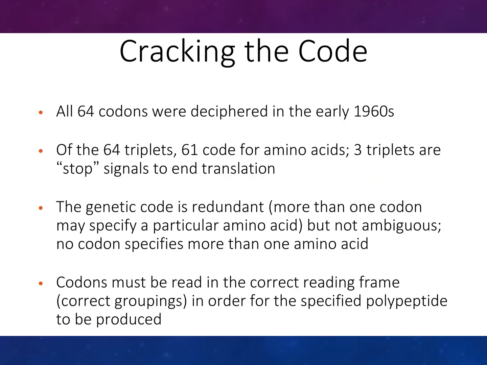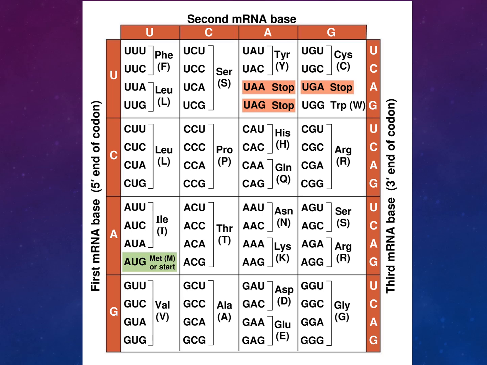All 64 codons were deciphered in the early 1960s. Of the 64 triplets, 61 code for amino acids. 3 triplets are stop signals to end translation. The genetic code is redundant. More than one codon may specify a particular amino acid, but it is not ambiguous. No codon specifies more than one amino acid. Codons must be read in the correct reading frame, correct groupings, in order for the specified polypeptide to be produced. Here you can see the triplets of nucleotides, the relative codons, etc. You can see the start codon AUG, methionine, and the stop codons UAA, UGA, UAG.